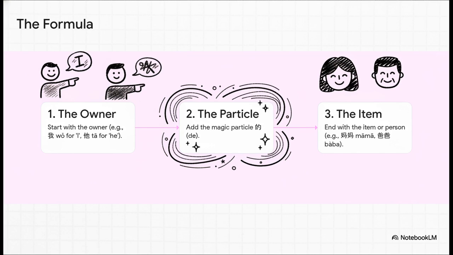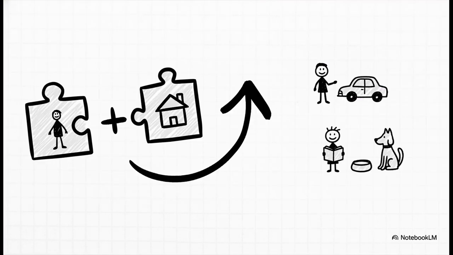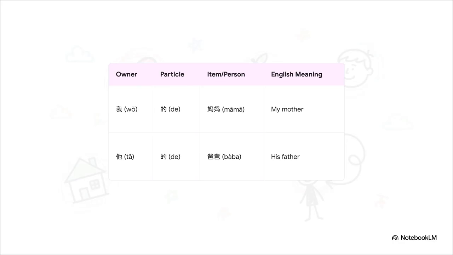That's the whole formula. Okay, theory is great, but let's see this thing in action, right? It really is just like putting together Lego bricks. Check this out. You can see the formula perfectly right here. You take the owner, 我, add our particle, de, and then the person, māmā. Boom, you get 我的妈妈, my mother. Same exact logic for his father. You've got 他, then de, and finally bàba. It's so simple and consistent.